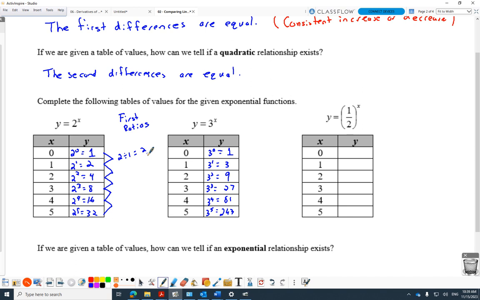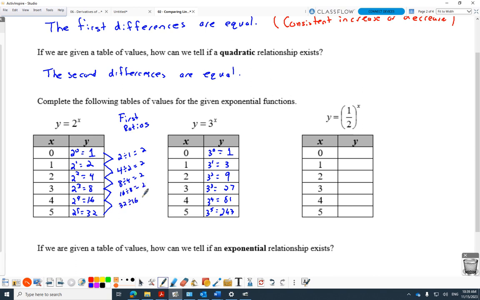Well, maybe it won't be 2. Maybe it won't be 3 nicely. Maybe it'll be 1.7 every time. So I'm trying to get ready for tougher numbers here. But see, it happens all the way along. 4 divided by 2 is 2. 8 divided by 4 is 2. 16 divided by 8 is 2. 32 divided by 16 is 2.